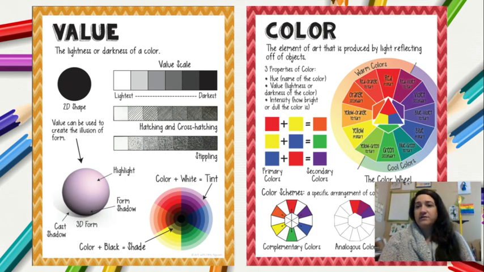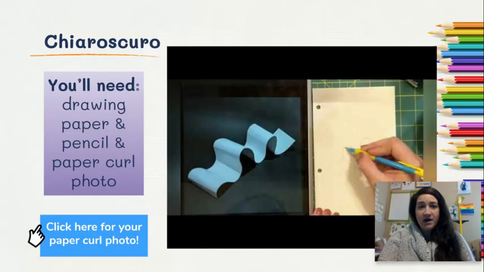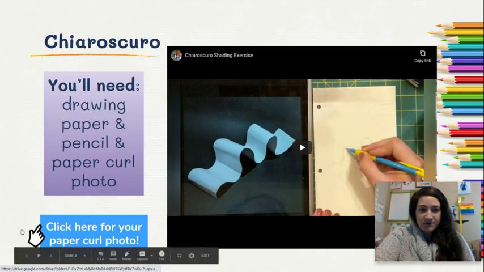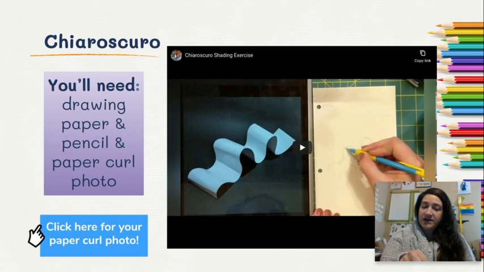Color is the element of art that is produced by light reflecting off of objects. We normally refer to color with the color wheel, with words like color scheme and color palette and things like that. Your first activity is going to be, I can never say it right, chiaroscuro, which is a very formal shading technique. Mrs. Cantrell goes wonderfully over it in this video. And if you notice right here where this little hand thing is, it says click here for your paper curl photo. You're going to click on that to get the photo that best fits you. And Mrs. Cantrell talks about that in the video.